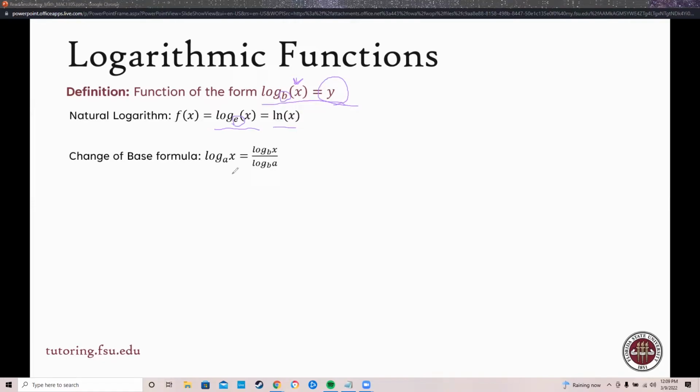To do a change of base is simply to do something like this, where if I want to go from log b of x to log b of a, then I want to divide log b of x by log b of a. So you basically divide your original by the same logarithm, but the base that you want it in, you put that inside your nested function.